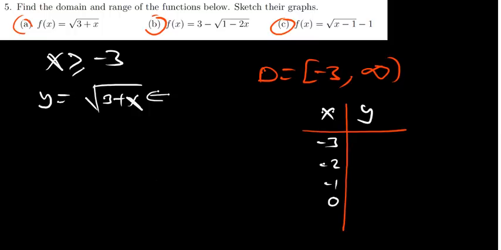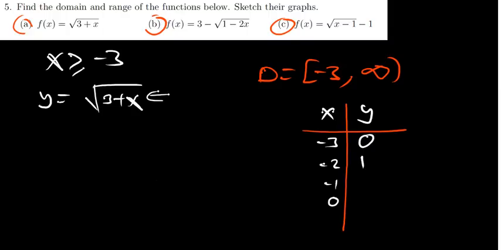3 minus 3 is going to be 0. The square root of 0 is 0. Next, if I plug in negative 2, it's going to give me 1. The square root of 1 is 1. But if I put negative 1 there, it's going to give me 2. The square root of 2 we don't know. So I'm going to shift and pick a number which is going to give me a square root.